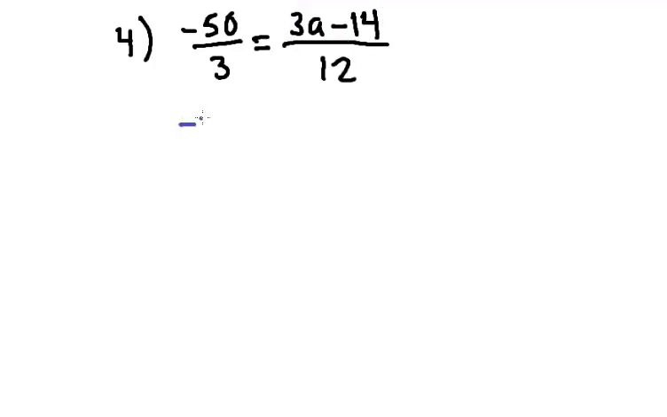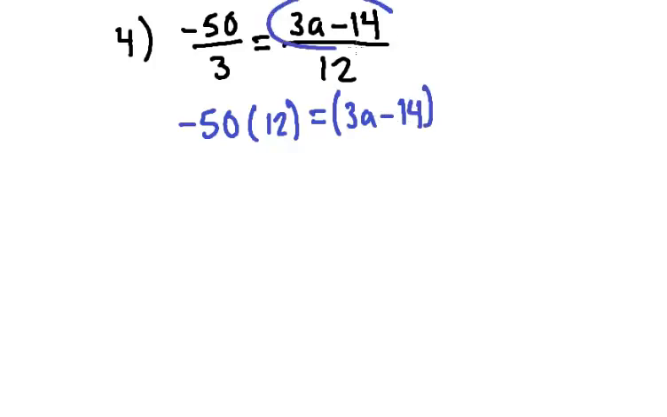So once I move things, I'm going to get minus 50 times 12 equals, inside parentheses, remember, because we have two terms, 3a minus 14. All of this in parentheses times 3. Now, what with the 3? Also parentheses, because it's the second thing that we're going to put.